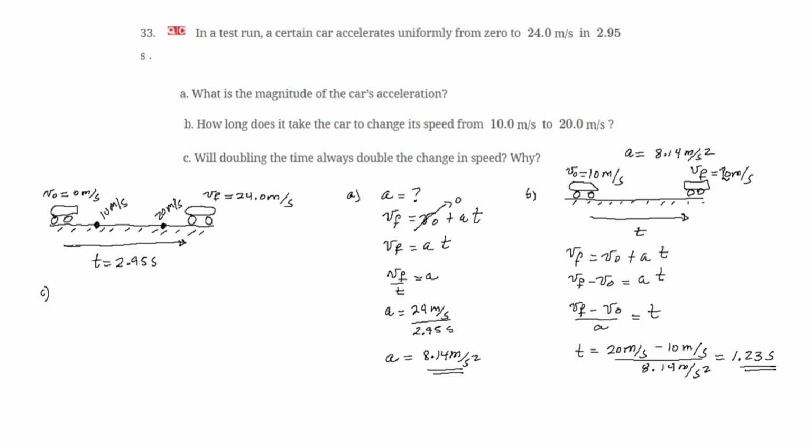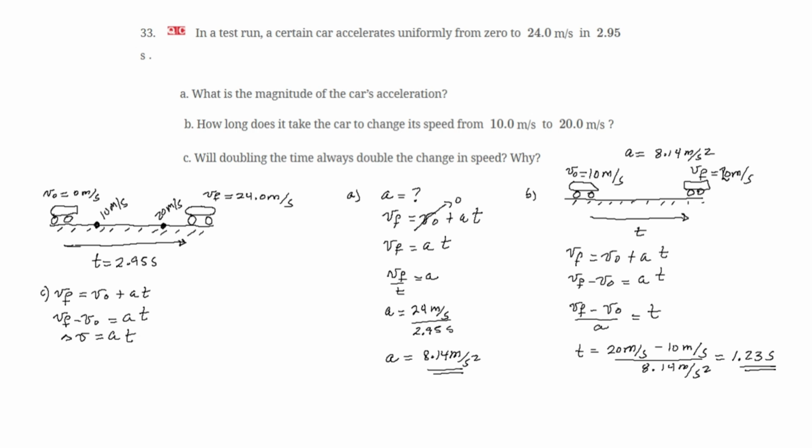equals v sub 0 plus at. Now they say, will doubling the time always double the change in the speed? So for the change in the speed, I will be subtracting v sub 0. So v f minus v sub 0, that will be the change in the speed, equals at. So we say that this is delta v equals at.